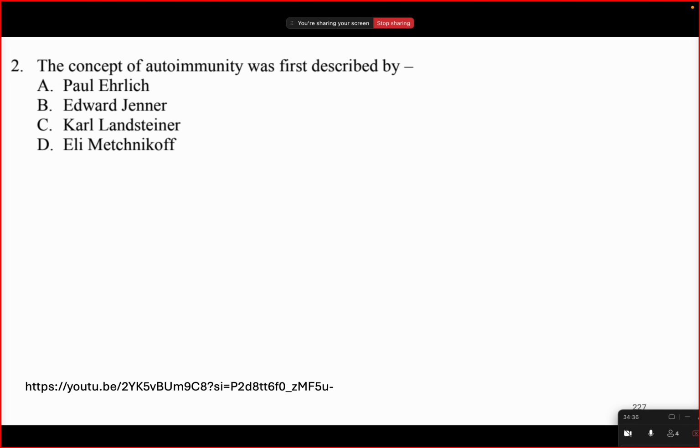The concept of autoimmunity was first described by Paul Ehrlich. Obviously, we don't need too much time on this, and you can refer to this visual aid where the whole history of what he did is very beautifully represented.